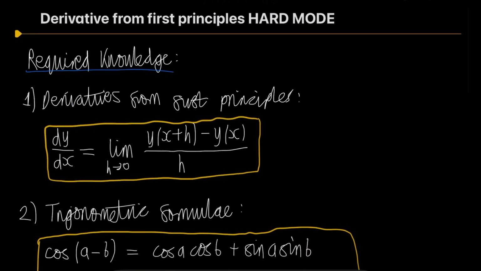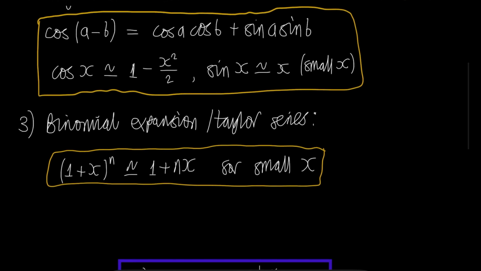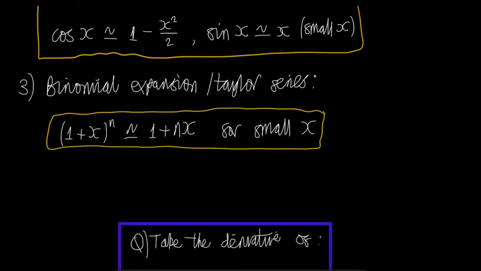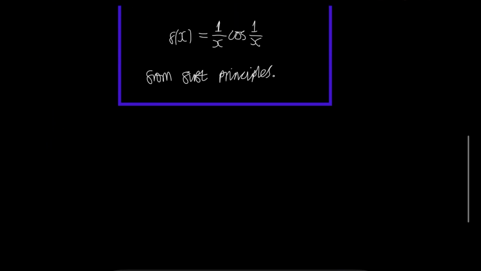There's a couple of things that you're going to need to know before you can follow along with the solution, and that is obviously derivatives from first principles. The second thing you're going to need to know is basic trigonometric formulae, for example the cos addition formulae or the specific case of the cos subtraction formula. There's also approximations to cos x and sin x that you can derive using calculus and geometry that we're going to be using. And then lastly there's the binomial expansion, which also follows from Taylor series, which basically takes this form to first order. So let's get on with the question.